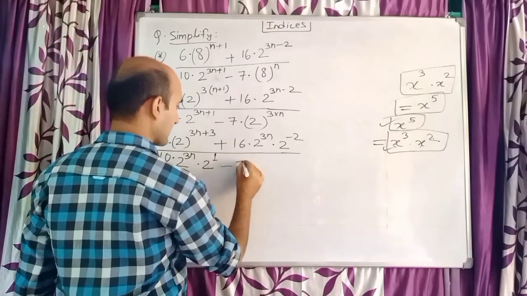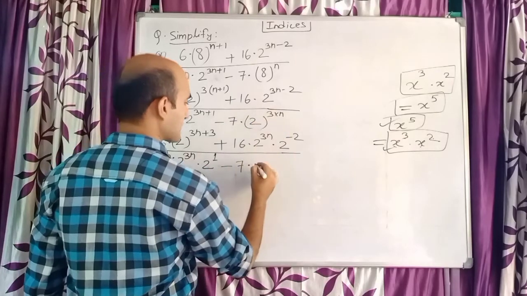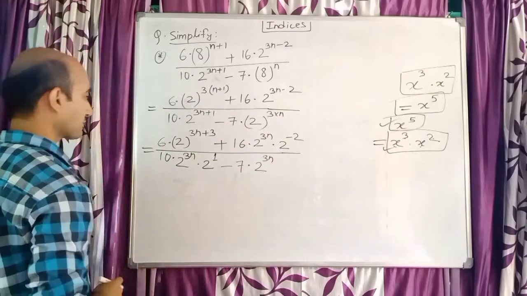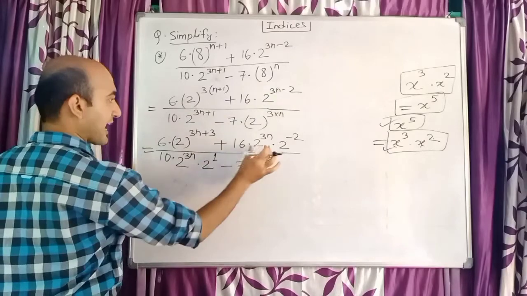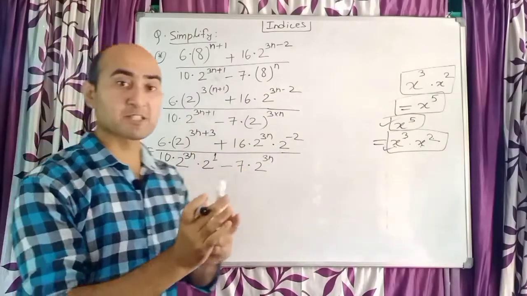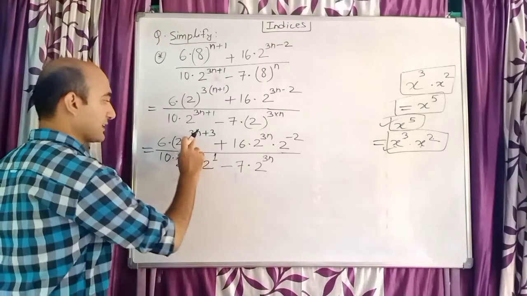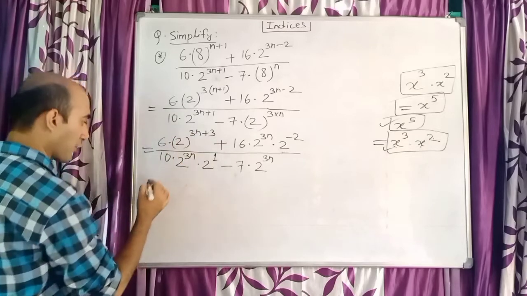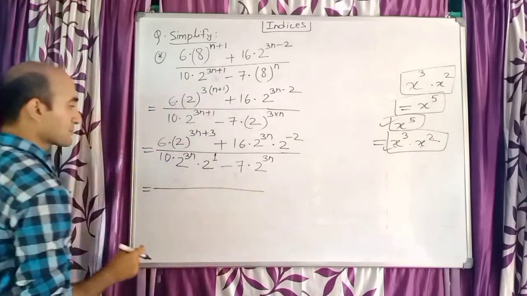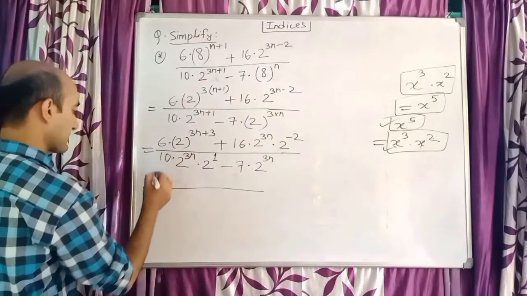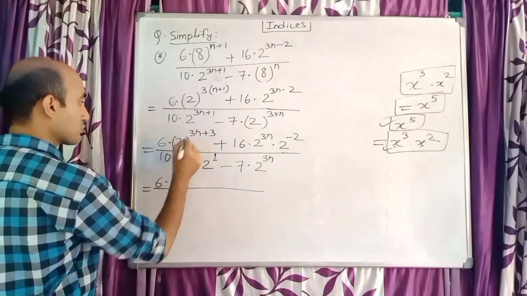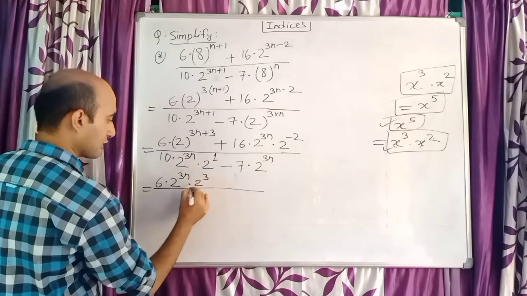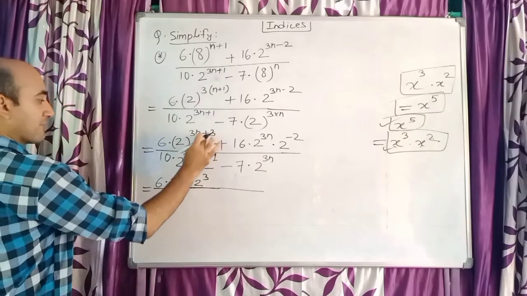I hope you understood. 7 · 2^(3n), this is only a single number. In these two places I have split the numbers into two parts, but here that work is remaining because of this multiplication. Now you split it. How will you split? Again the same thing: 6 · 2^(3n) write in one place, and · 2^3 in another place. So I have now split this one also.